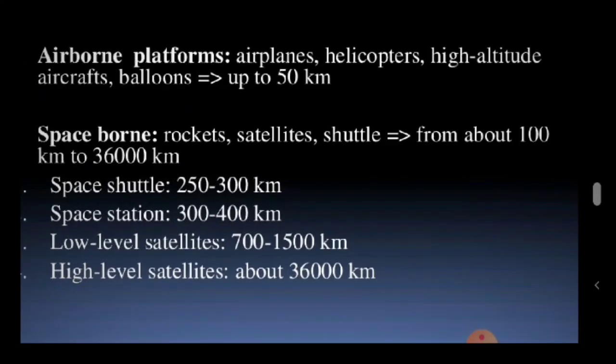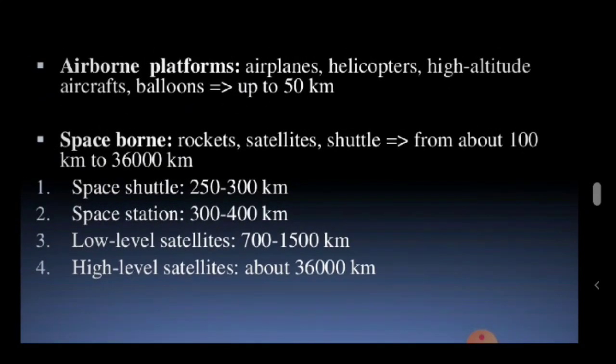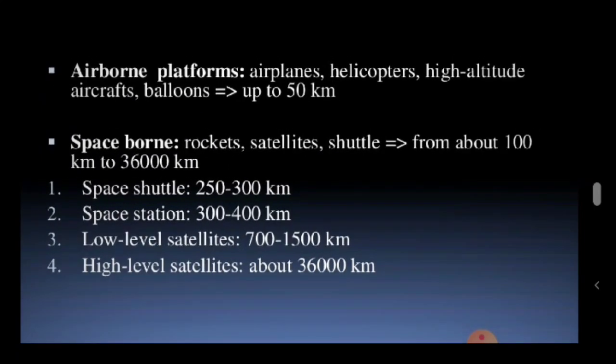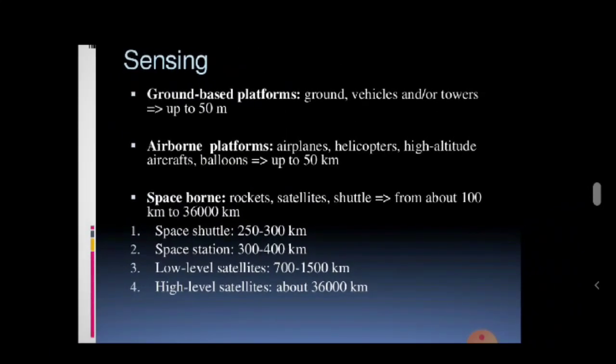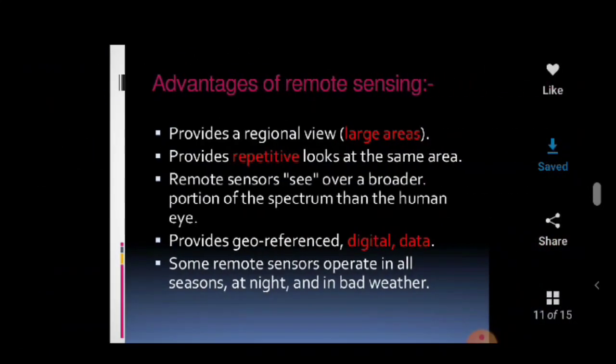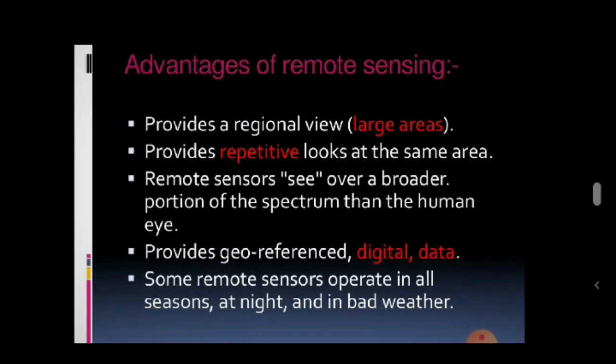Space shuttles, space stations, low-level satellites, high-level satellites. Here you can see with them, with the minimum height, they can be stationed. Spaceborne platforms can be there.